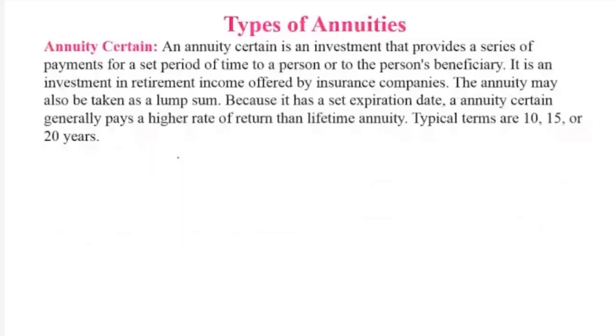Here, annuity certain. What does it say? An annuity certain is an investment that provides a series of payments for a set period of time to a person or a person's beneficiary, an investment or retirement income offered by an insurance company. The annuity may also be taken as a lump sum. It has a set expiration date. An annuity certain generally pays a higher rate of return than a lifetime annuity. Typical terms are 10 years, 15 years or 20 years. This is annuity certain.